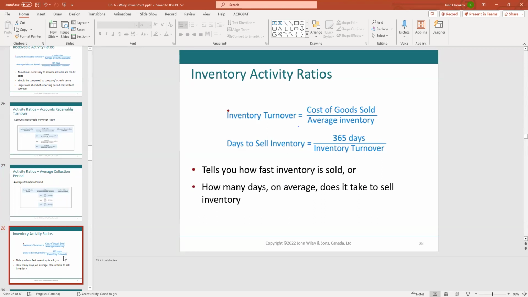Question for you. Again, where do you want this inventory turnover number, high or low? Low. So let's see. If it's a low number, let's say the number is 2, and that comes here as a denominator, how many days does it take me to sell my inventory?